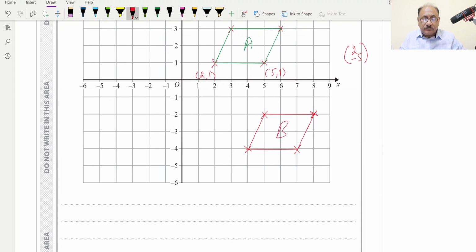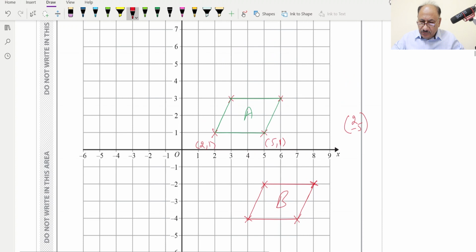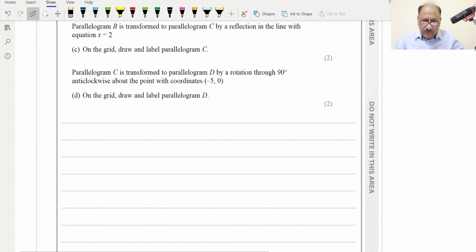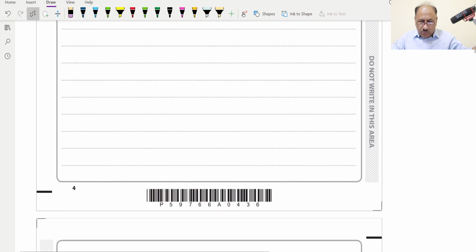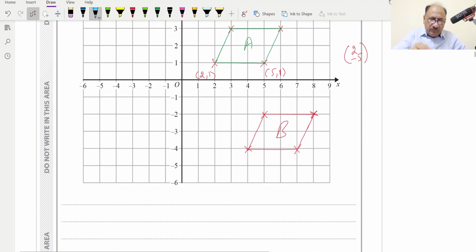This will be B. Now this B part is also done, and C part, they are saying parallelogram B is transformed to parallelogram C by a reflection in a line with equation x is equal to 2. Equation x is equal to 2 we have to draw. X is equal to 2 will be this line, and the reflection of this triangle, we will check how many units this point is. 2 units, so 2 units will be over here, and similarly we can draw this point also.